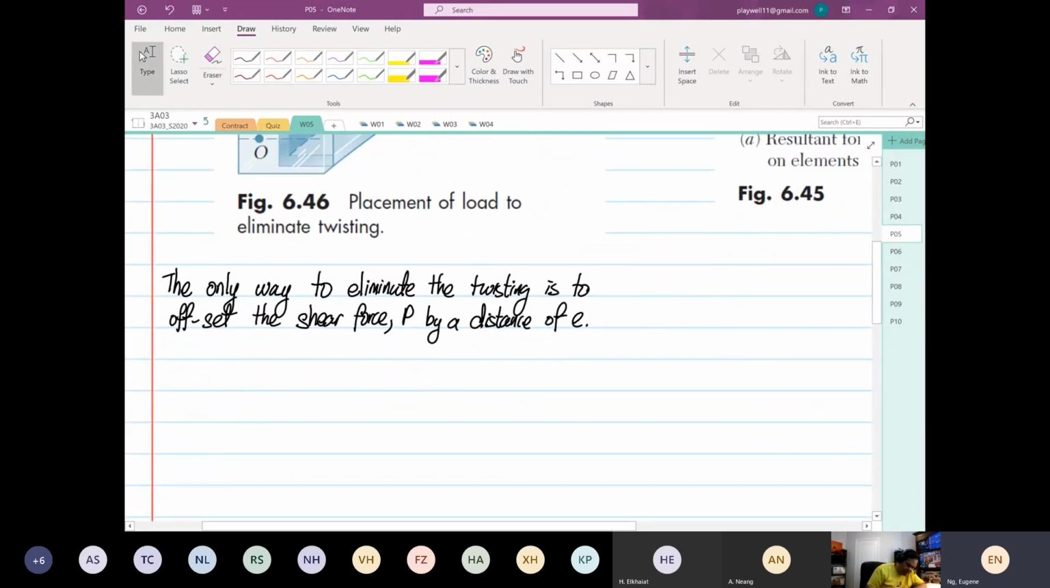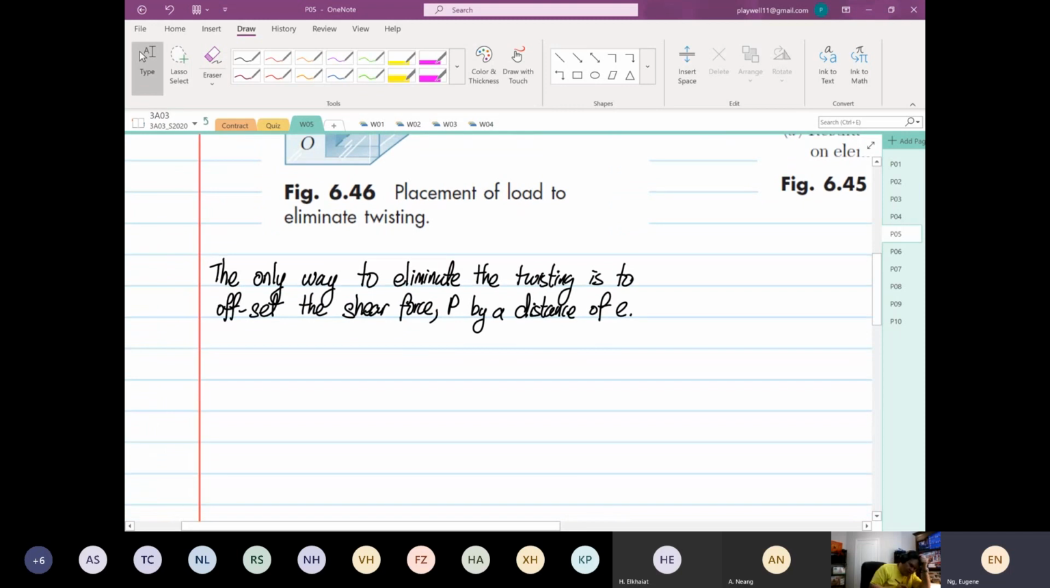So why do we want to eliminate the twisting? Anyone? So when the twisting is eliminated, right, then the formula tau is equal to VQ over IT can be what?